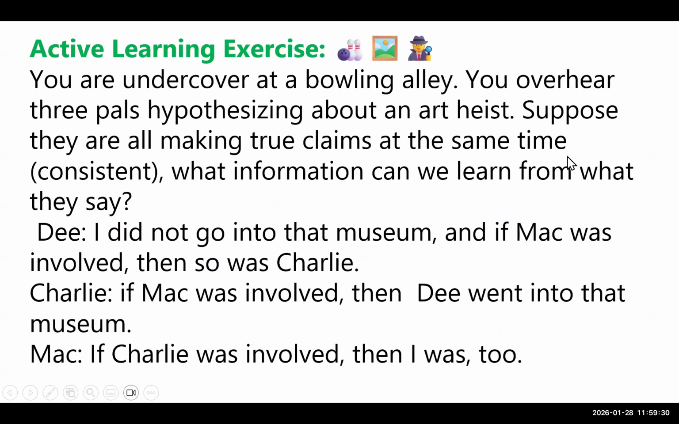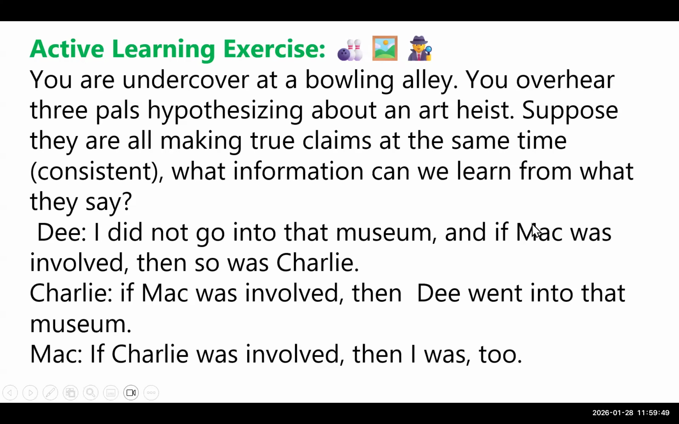And here's the last one. You are undercover at a bowling alley. You overhear three pals hypothesizing about an art heist. Suppose they are all making true claims at the same time. What information can we learn from what they say?